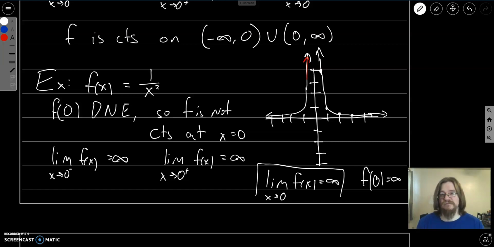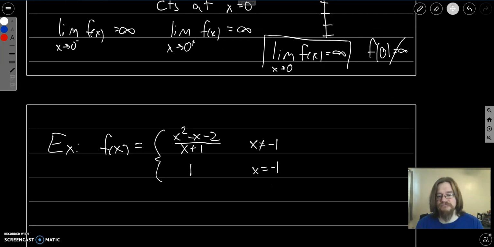And the answer is no. Infinity isn't a number. If we ever have a limit equal to infinity, or negative infinity for that matter, our function is not going to be continuous there. Again, just because this can never happen. Whenever you plug a number in, you have to get a number. Infinity isn't a number. So limits can be infinity, the function value can't. So this is another indication why our function is not continuous.